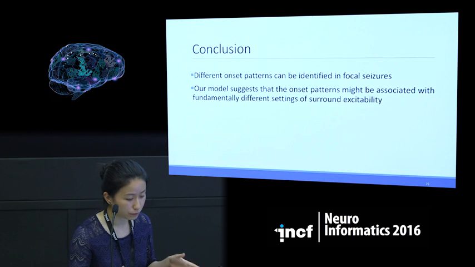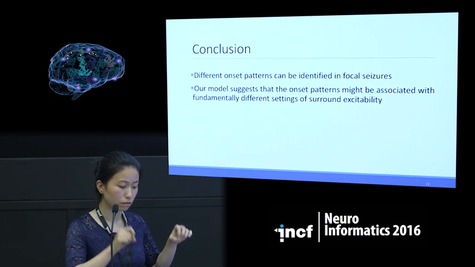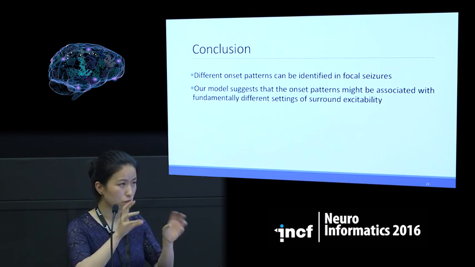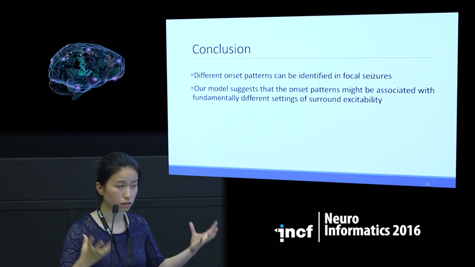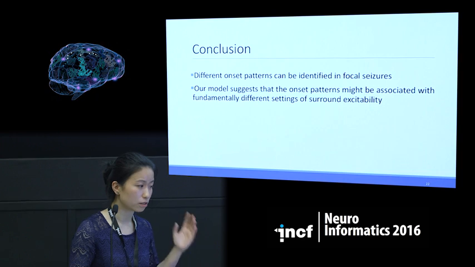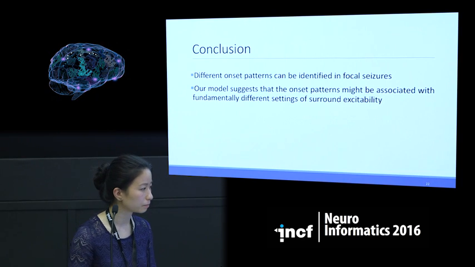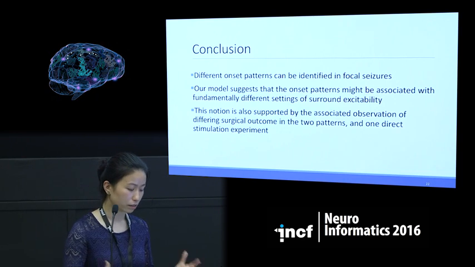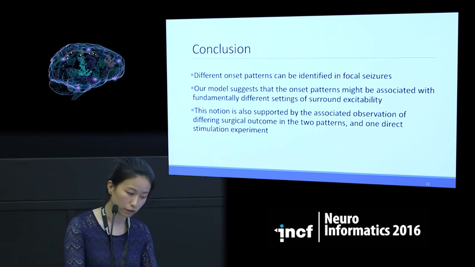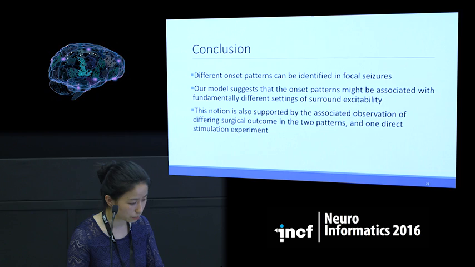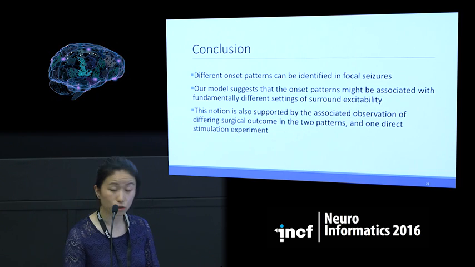And I just want to emphasize here, actually, it's not the way that these microseizure clusters are organized or how the seizure starts by itself, but it's actually what we think is the surrounding healthy tissue that's determining one case against the other. And this notion that we're proposing is also supported by some evidence from the literature, either by direct stimulation experiment or in terms of the surgical outcomes in the 2 patterns.